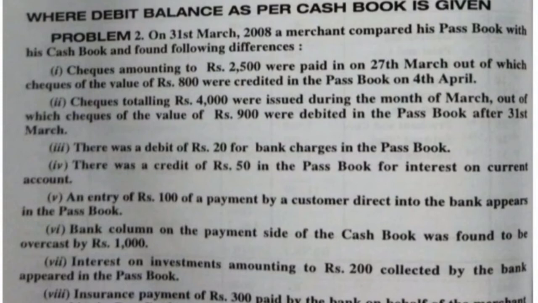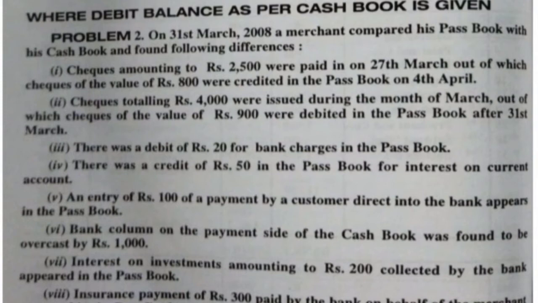Checks totaling rupees 4,000 were issued during the month of March, out of which checks of value 900 were debited in the passbook after 31st March. Means we are reducing the balance from the cash book. Out of the checks, the value was debited in the passbook, and it is an expense to the business because it is getting debited in the passbook. Debited in the passbook means it is an expenditure to the customer. That's why it is getting debited.